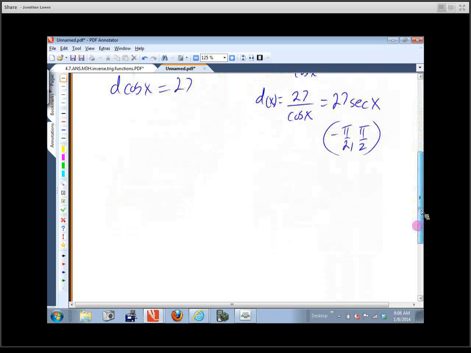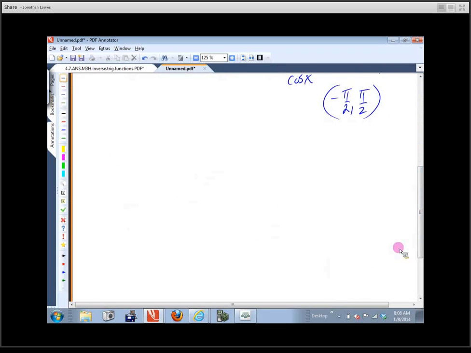Okay. This is good review for the test. What if I asked you to graph d of x equals 27 secant of x? What if I just said, let's ignore this for just a second, what if I just said graph secant of x on this interval right here? Remember what secant looks like?